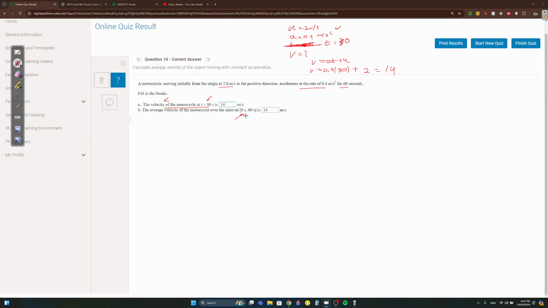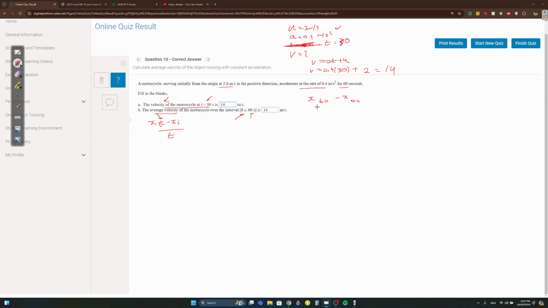The average velocity between 0 seconds and 60 seconds. Whenever you see average velocity, people always get confused. It's a common mistake students make. You have to use final minus initial. You can't just find v. You need to find final minus initial divided by time. We need final, so at 60 seconds, we're going to find the x at 60 seconds minus the x at 0 seconds.